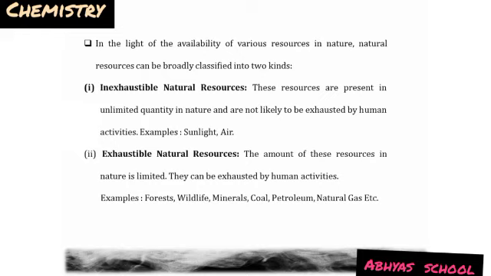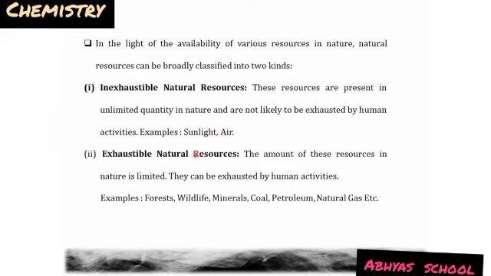Can these resources like air, water or soil be exhausted by human activities? Most of these natural resources are limited and they will eventually run out. So in the light of availability of these resources, natural resources can be broadly classified into two: inexhaustible natural resources and exhaustible natural resources. Inexhaustible natural resources are the resources which are present in unlimited quantity in nature and are not likely to be exhausted by human activities. Example, sunlight or air. Even though we use sunlight and air, these resources will not be exhausted. They will not run out.